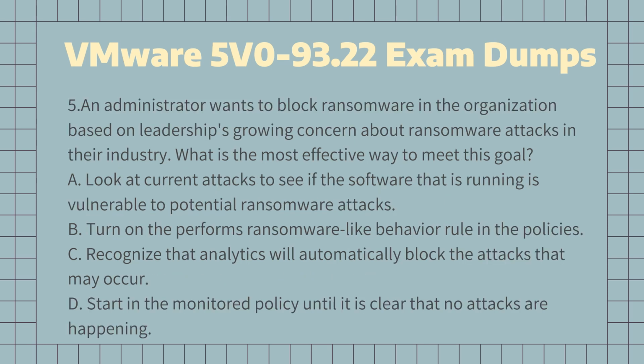5. An administrator wants to block ransomware in the organization based on leadership's growing concern about ransomware attacks in their industry. What is the most effective way to meet this goal? A. Look at current attacks to see if the software that is running is vulnerable to potential ransomware attacks. B. Turn on the performs ransomware-like behavior rule in the policies. C. Recognize that analytics will automatically block the attacks that may occur. D. Start in the monitored policy until it is clear that no attacks are happening.